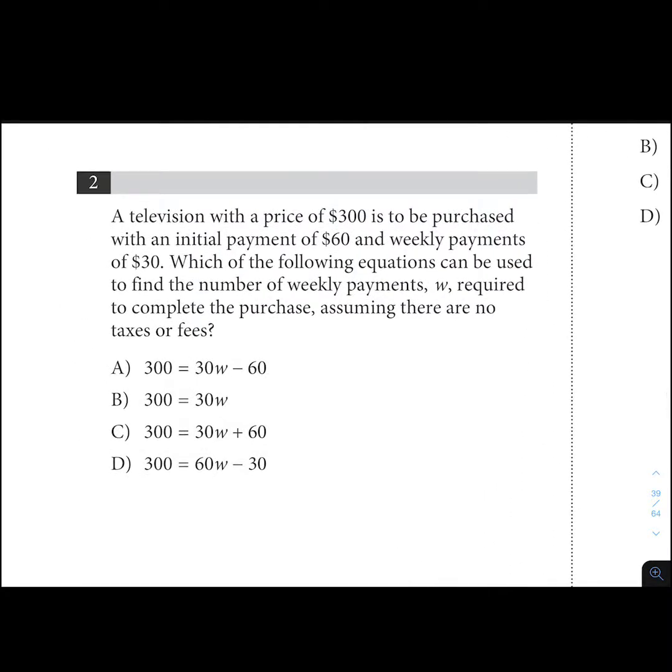A television with a price of $300 is to be purchased with an initial payment of $60 and weekly payments of $30. So let me highlight that real quick. Price is $300, initial payment is $60, and weekly payment is $30. Which equation can be used to find the number of weekly payments, w, to complete the purchase, assuming there are no taxes or fees?